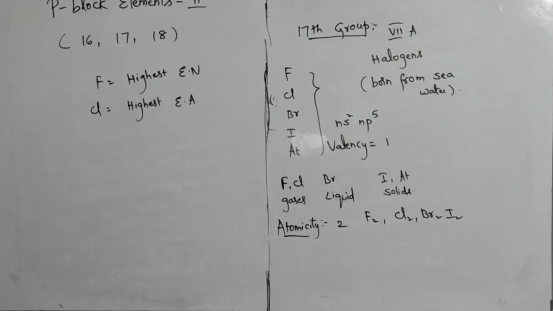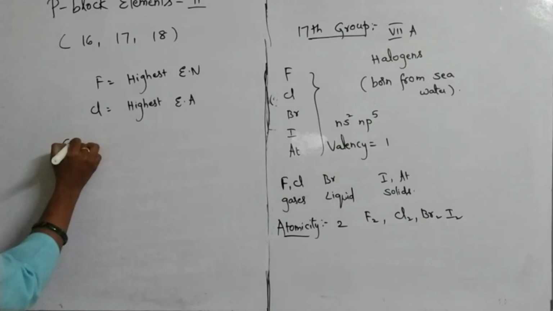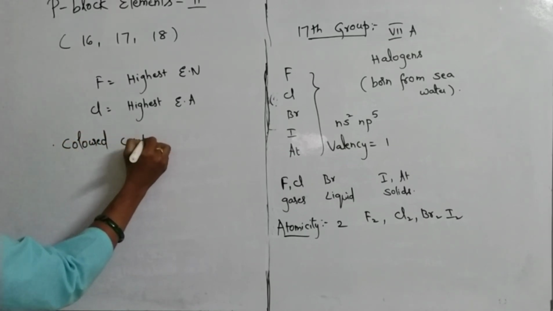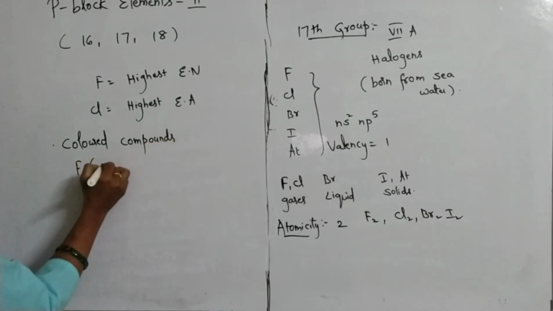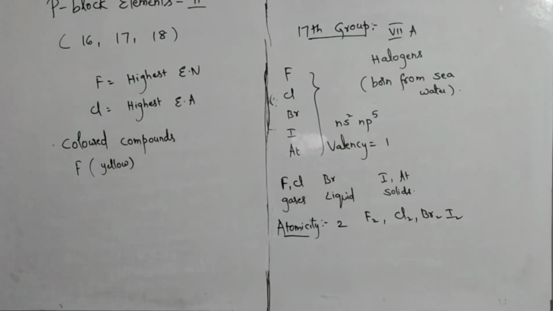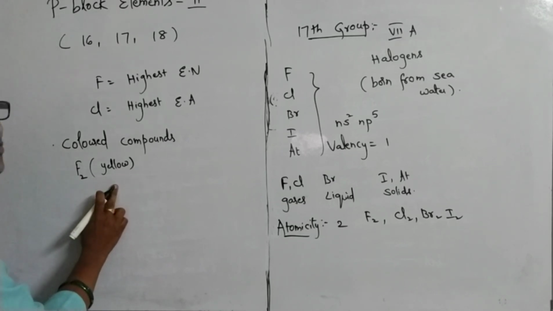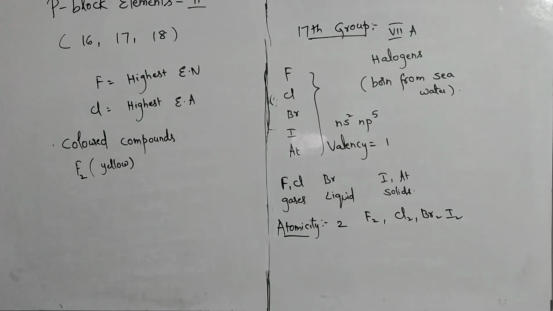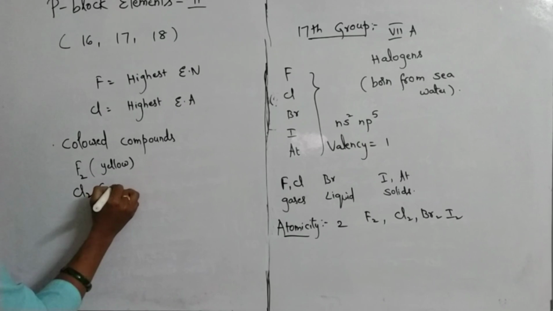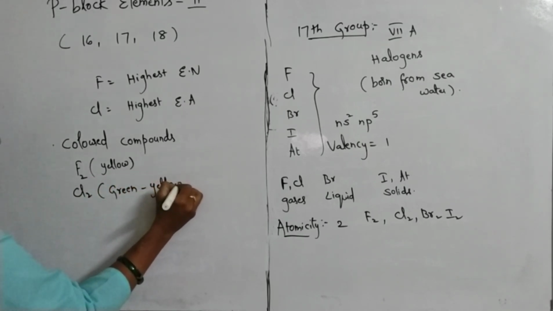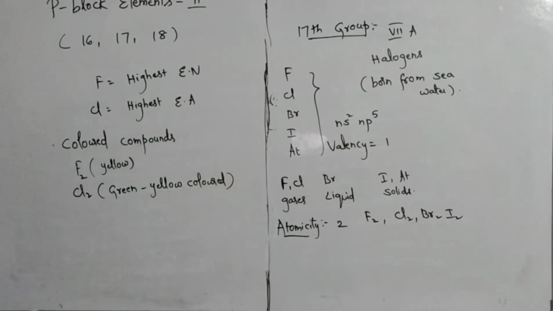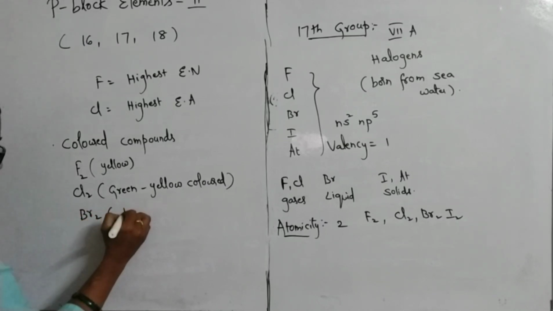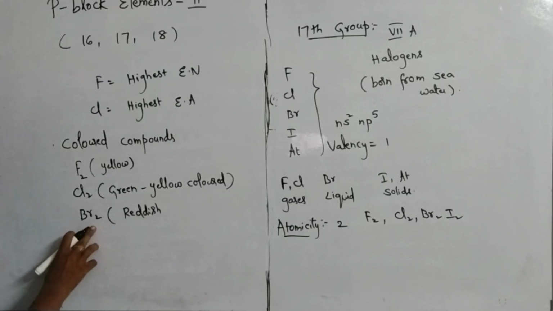If you go for their properties, generally they form colored compounds. Fluorine F2, not the movie, I'm not speaking about the movie, forms yellow colored compounds. Chlorine Cl2 forms greenish yellow colored compounds, and its flame color is also greenish yellow. Bromine Br2 forms reddish brown colored compounds. Even bromine water appears to be what?